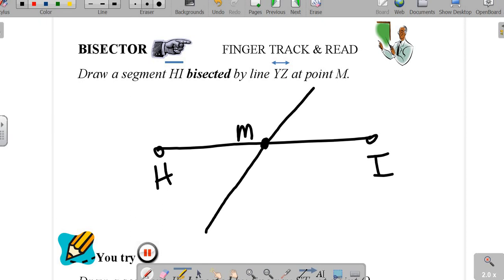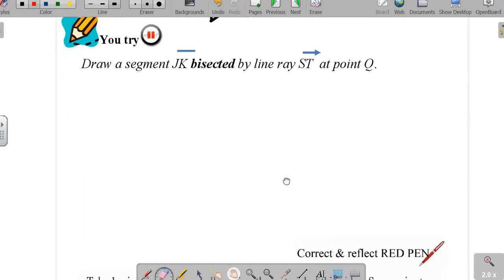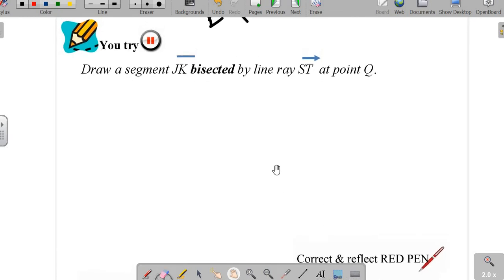That means YZ is cutting like a knife HI in half. Hatch marks. So we would say the line YZ is a bisector. Pause the video, do the work, then restart.